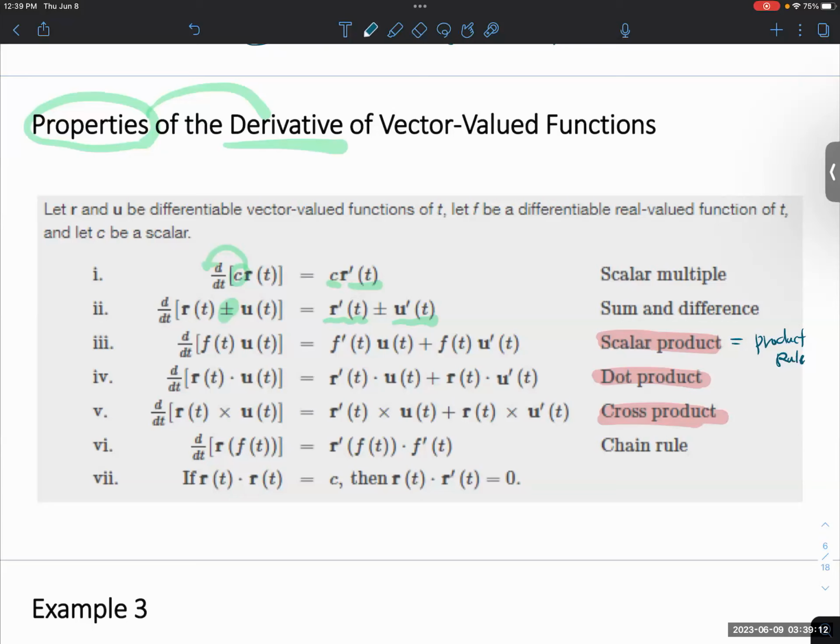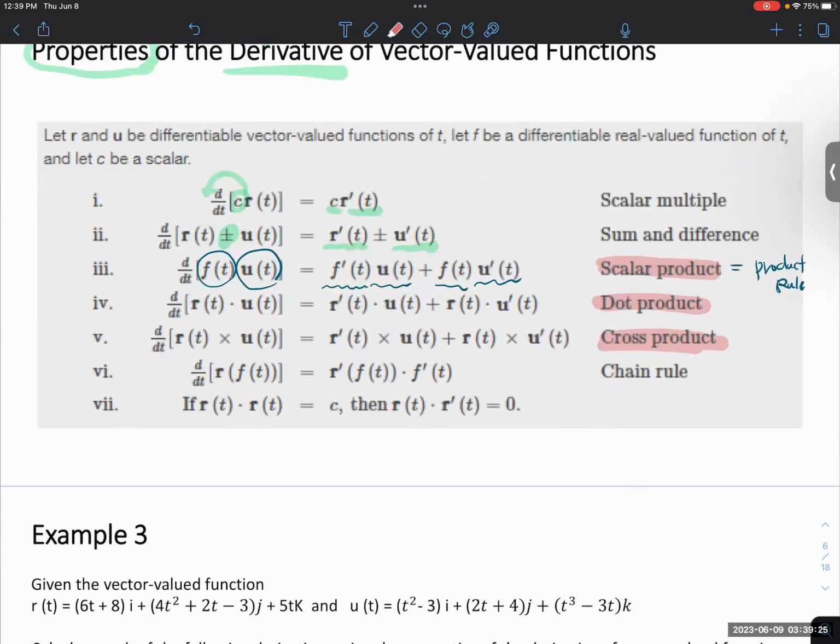If you're multiplying two functions, you take f prime g and then g prime f. This is the same as the product rule. But what I'm talking about is the dot product. Do you remember the dot product? The dot product is different from the cross product and also different from the scalar. For the dot product, you take r prime dot u plus r dot u prime.